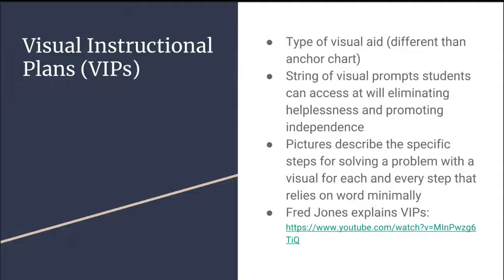So this VIP that we talked about in the be positive, be brief, be gone example in the instruction stands for visual instructional plans. So this is a type of visual aid. It's different from an anchor chart, and it's a string of visual prompts students can access at will, eliminating helplessness and promoting independent students. These are pictures that describe the specific steps for solving a problem with a visual for each and every step that relies on words minimally. If you have time, you can watch this video on Frederick Jones where he's explaining what a VIP is and how to implement it in a classroom.